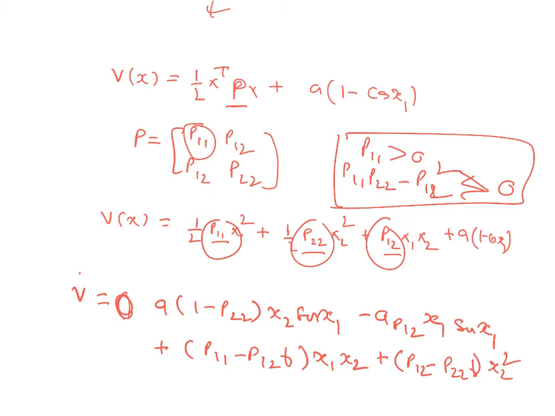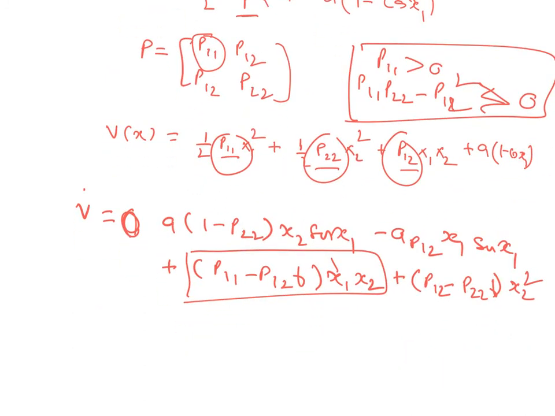Now I have flexibility to choose p22, p11 and p12, right? So first of all, I want this to go away. Any cross correlation terms are not good. x1, x2 is not good to show that it is negative definite, right? And so to do that, let's choose p22 equals to 1. That means that term will go away, because x2 multiplied by sine x1 is not helping me. That is an ugly term, an indefinite term. It's not either positive or negative, you cannot say anything. So let's get rid of that.